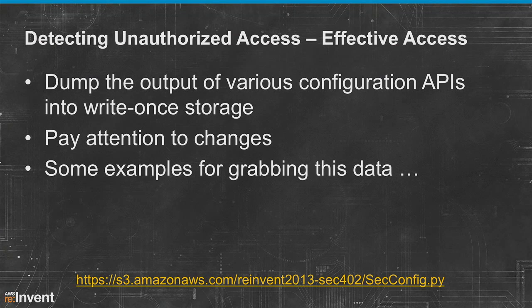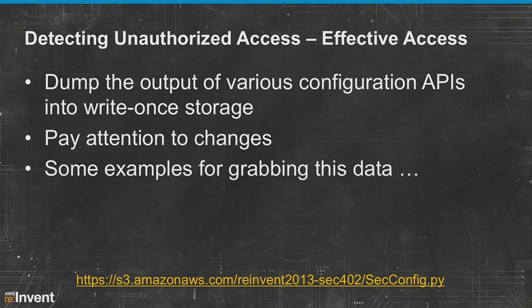So you can do effectively everything you can do from the AWS Management Console via either command line tools or via APIs. So you can script all of this. And we actually have example code here for how you might grab some of this data. There's also a link at the bottom of this slide to a sample script that'll monitor a lot of the things we're talking about now.